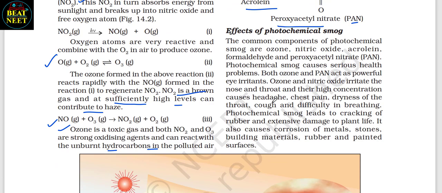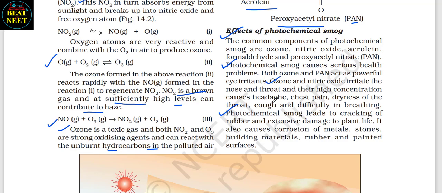Effects of photochemical smog. The common components of photochemical smog are ozone, nitric oxide, acrolein, formaldehyde, and peroxyacetyl nitrate, that is PAN. Photochemical smog causes serious health problems. Both ozone and PAN act as powerful eye irritants. Ozone and nitric oxide irritate the nose and throat, and their high concentration causes headache, chest pain, dryness of the throat, cough, and difficulty in breathing.